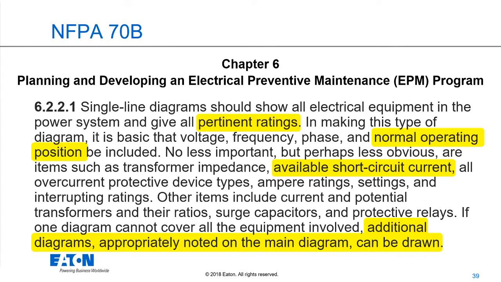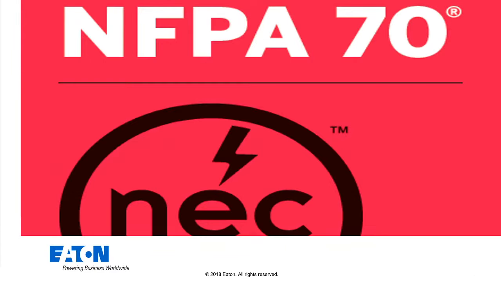Normal operating positions should be included. So if there are overcurrent devices or switches that are normally closed or normally open, it's important to make sure that information is reflected on the one line diagram. And again, additional diagrams, appropriately noted in the main diagram, can be drawn. So what we'll typically see is references to other drawings.